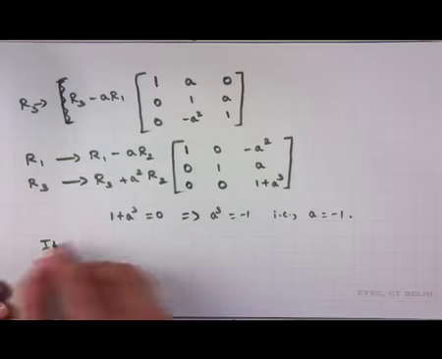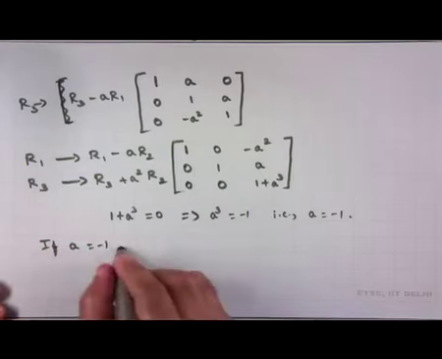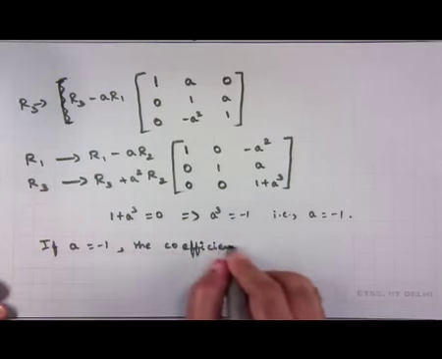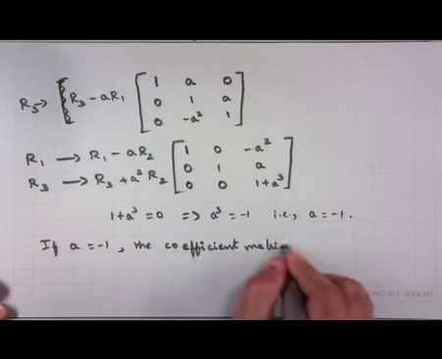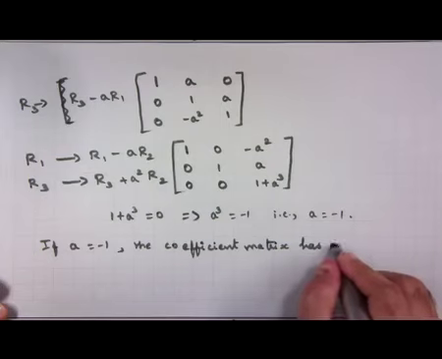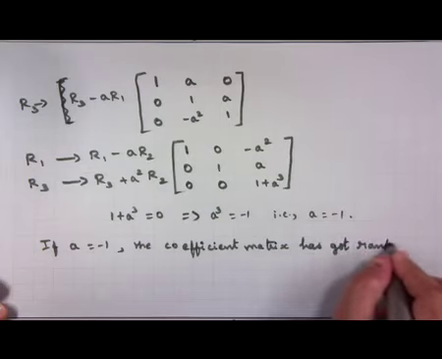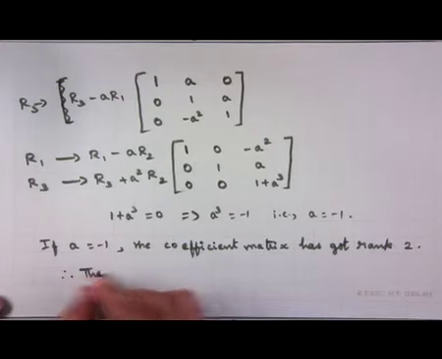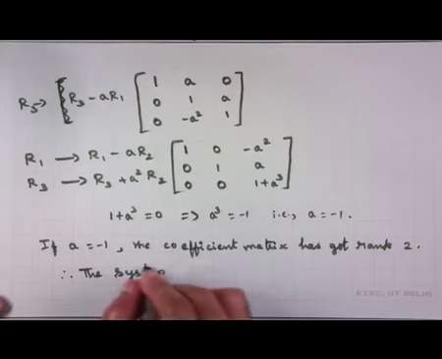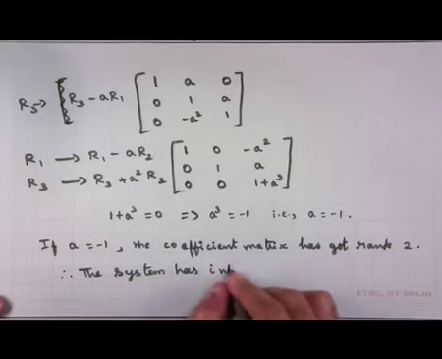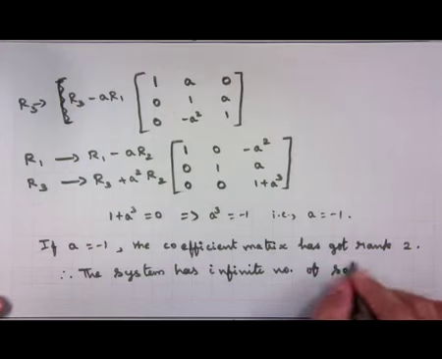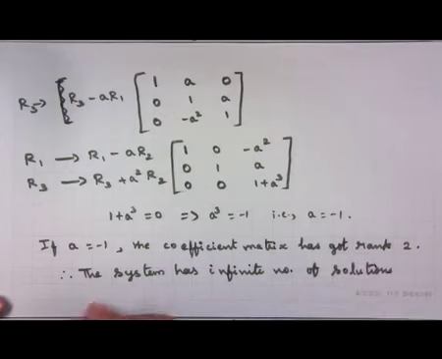So, if A equal to minus 1, the coefficient matrix has got rank 2. Therefore, the system has infinite number of solutions if A equal to minus 1.